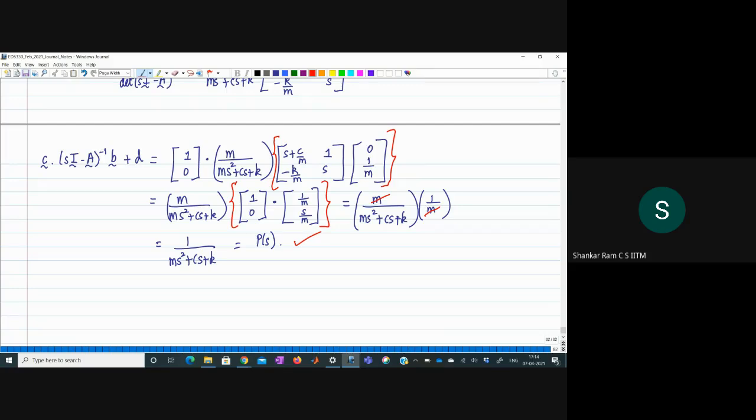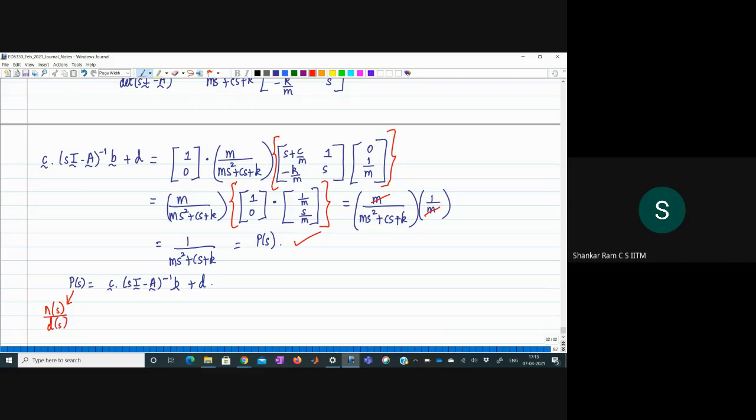All right, so I hope it is clear how we check. In general, for a single input, single output, causal dynamic system, the relationship between the state space realization and the plant transfer function is going to be of this particular form. Okay, so I hope this example was clear, how we checked it for the mass spring damper system.